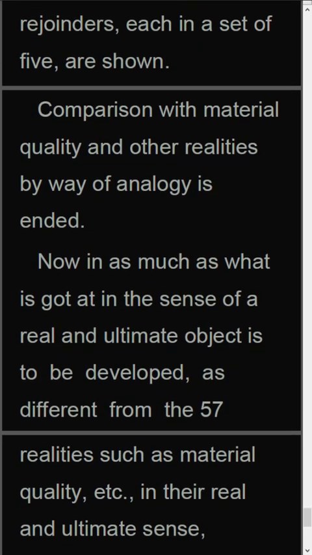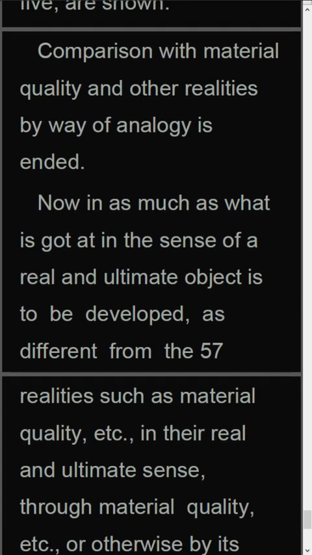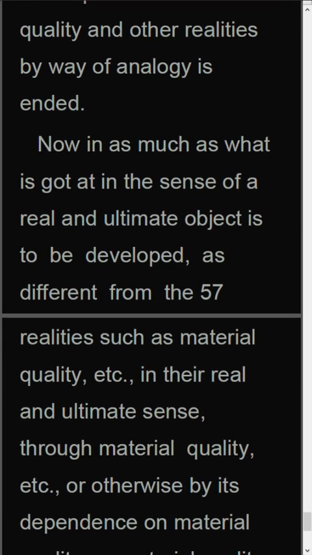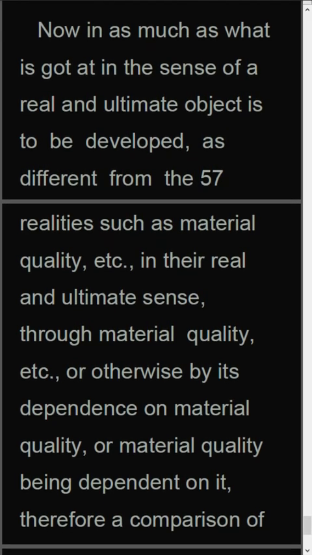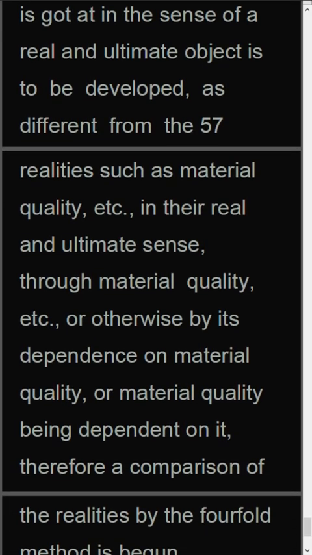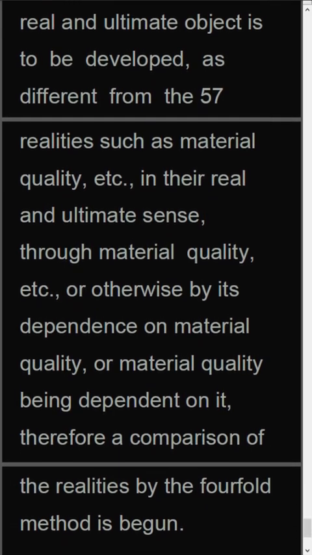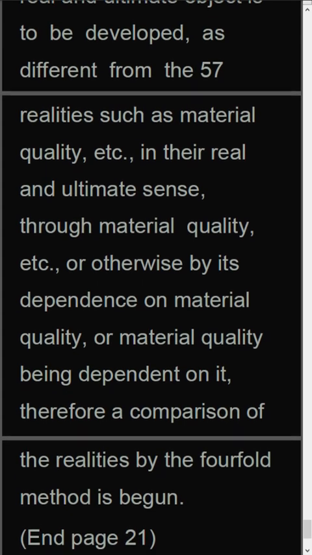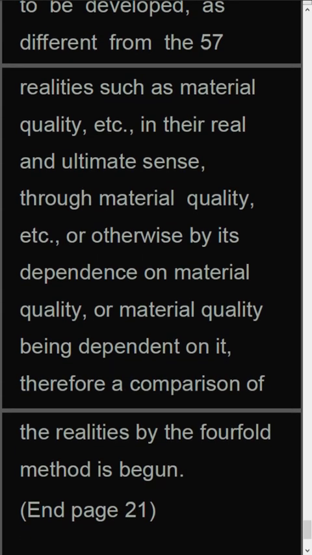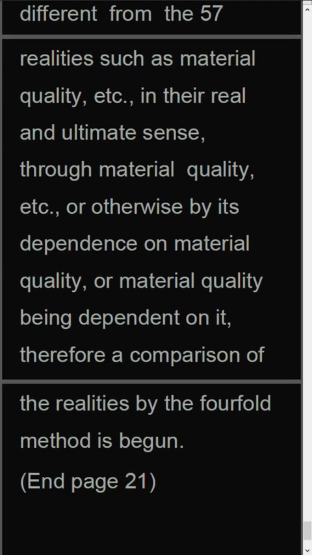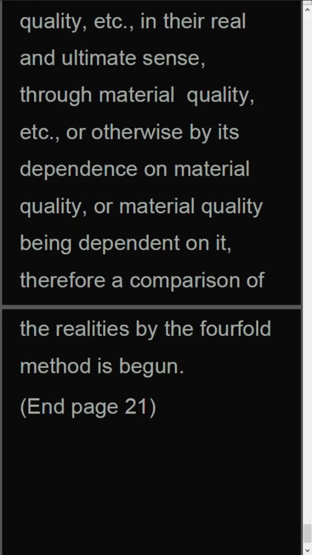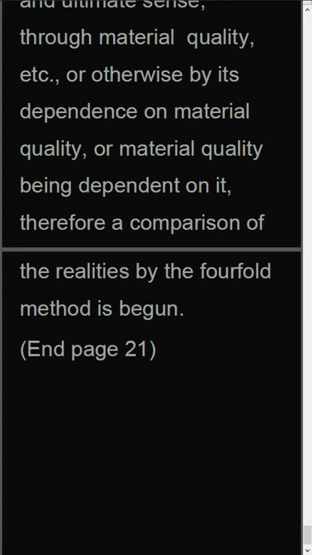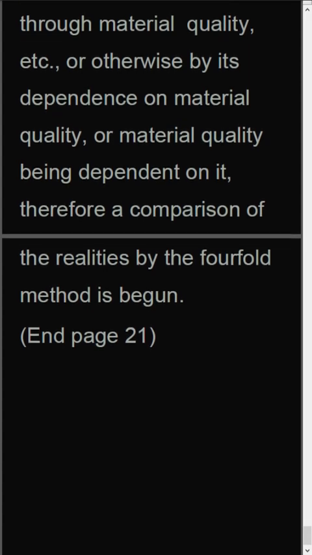Now, inasmuch as what is got at in the sense of a real and ultimate object is to be developed, as different from the 57 realities such as material quality, etc., in their real and ultimate sense, through material quality, etc., or otherwise by its dependence on material quality, or material quality being dependent on it, therefore a comparison of the realities by the fourfold method is begun. End of page 21.